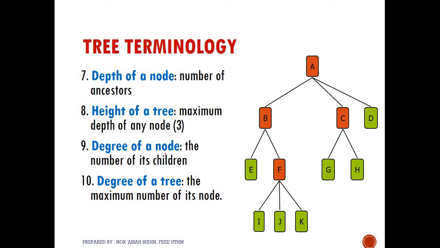Okay, what about the degree of a node? The number of its children. So we can see, what is the degree of F? 3, because there are 3 children for F. What about the degree of a tree? The maximum degree of its nodes. So what is the maximum number? Is there any maximum other than 3? Only 3. So in this example, the degree of the tree is 3.